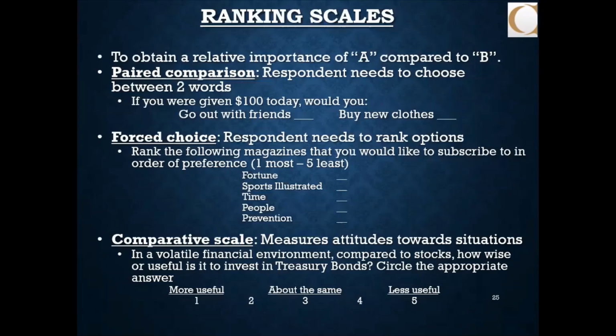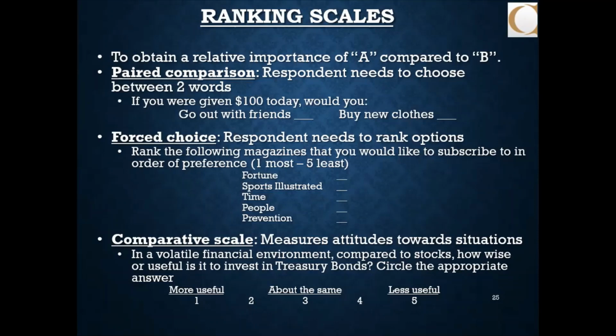And then paired comparison. Respondent needs to choose between two options. So if you're given $100 today, would you go out with friends or buy new clothes? Forced choice. Respondent needs to rank options. Rank the following magazines that you would like to subscribe to in order of preference: 1 most, 5 least. So that can be a good thing. Ranked ballots are usually used when they're voting for a leader for a political party.